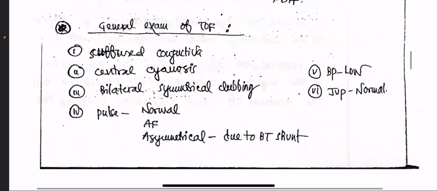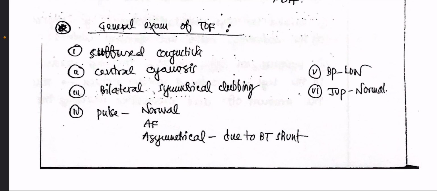Now, general examination of TOF. Suffused conjunctiva, central cyanosis, bilateral symmetrical clubbing. Pulse normal, may be AF, asymmetrical due to BT shunt. Blood pressure low, JVP normal.